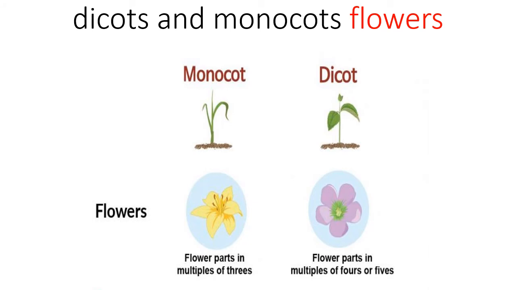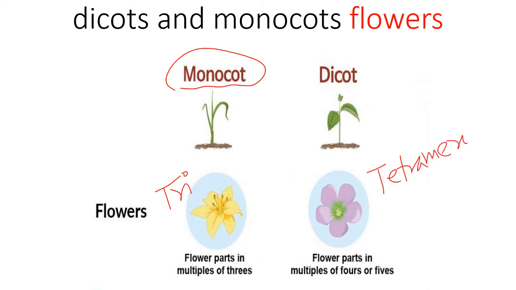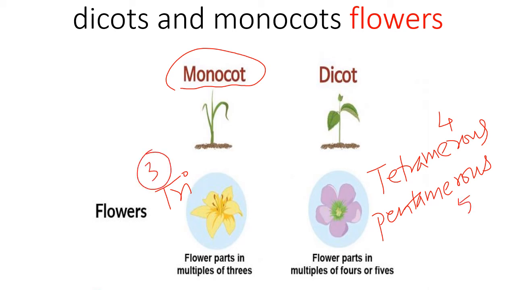Here we can see again a few of the differences with respect to flower. If you see in monocotyledonous flowers, they are mostly trimerous, and in dicot they are either tetramerous or pentamerous. Tetramerous and pentamerous means the floral organs are in multiples of 4 or 5, and trimerous means in multiples of 3.